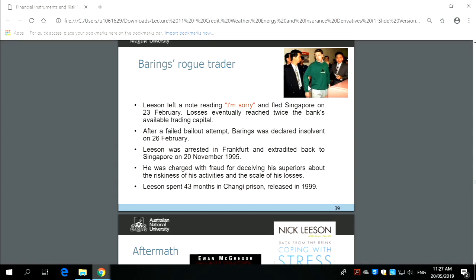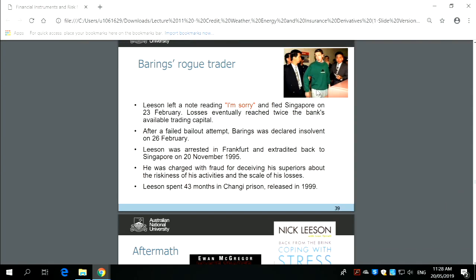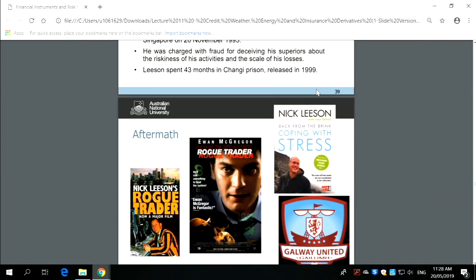So he was charged with fraud, deceiving his supervisor. I reckon his boss knew what he was doing, as long as he was making money for the bank, right? And basically, he spent only 3.5 years in jail, and he developed some cancer while he was in jail. So they let him out early.